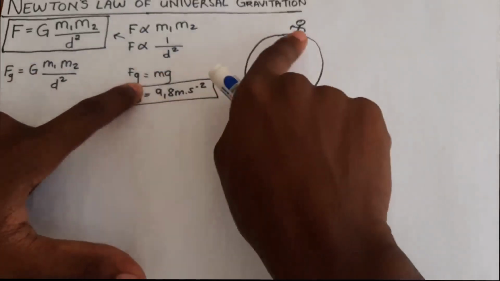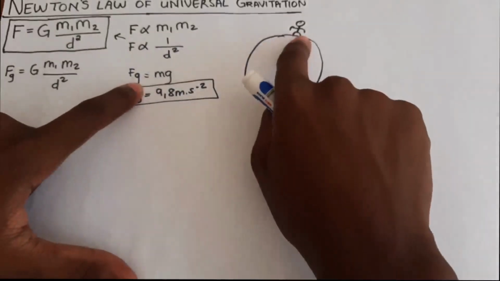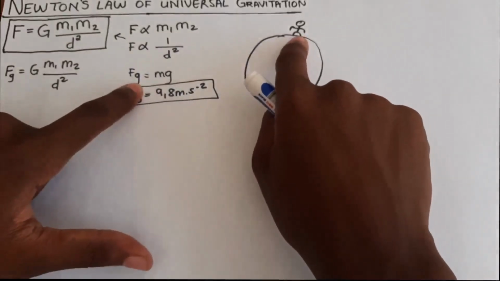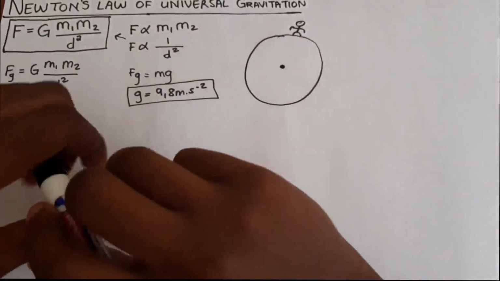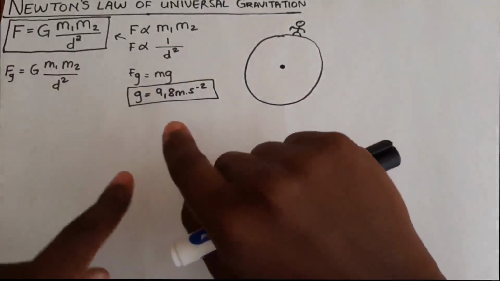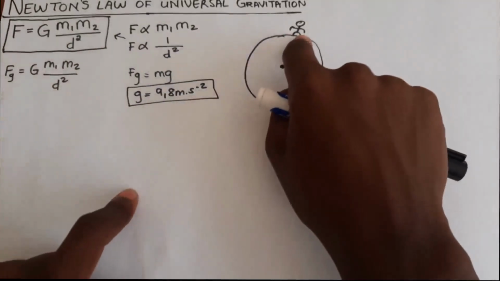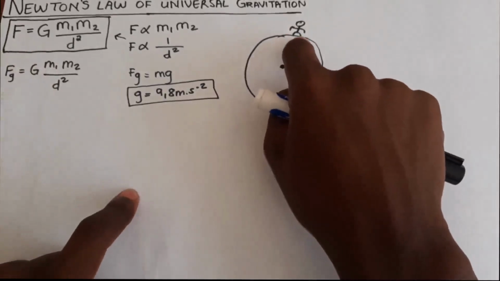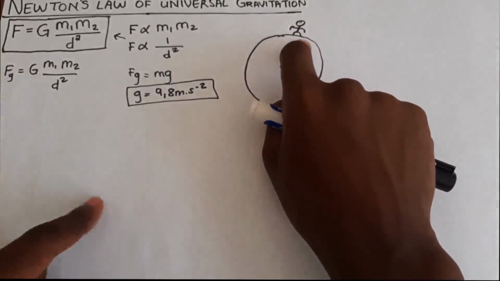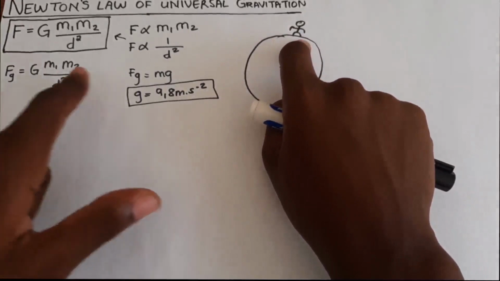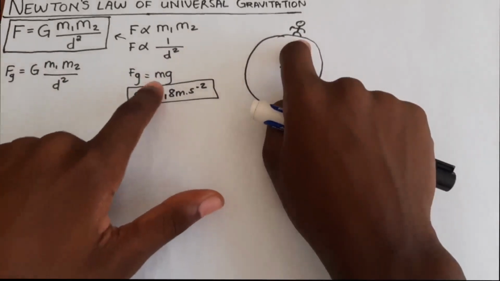In this instance, this person is on the earth's surface. Meaning that in order to calculate the weight, or the gravitational force acting on this particular person or mass, you have to choose either this formula or this formula.